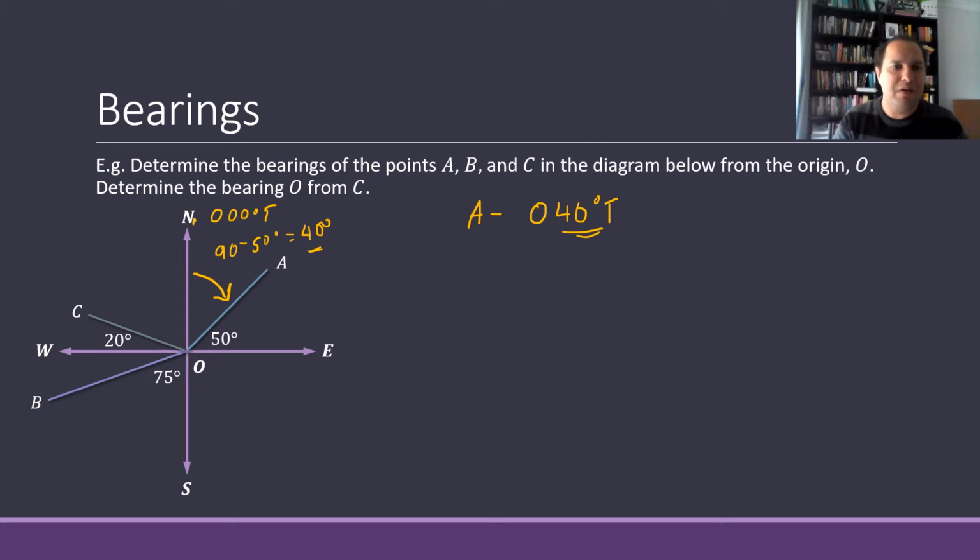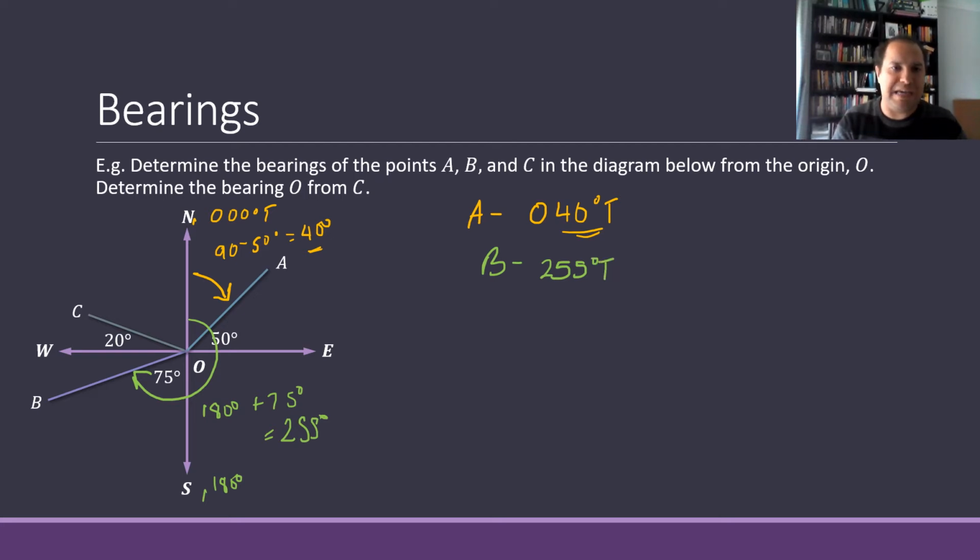For B, we're going from north all the way around to where B is. South is 180 degrees, and then we've got an extra 75. So our bearing will be 180 degrees from north to south, and then we add on that extra 75. That'll be 255 degrees. So for B, our bearing is 255 degrees true.